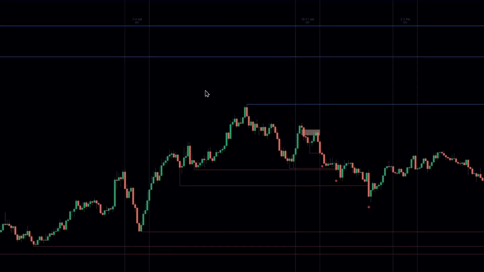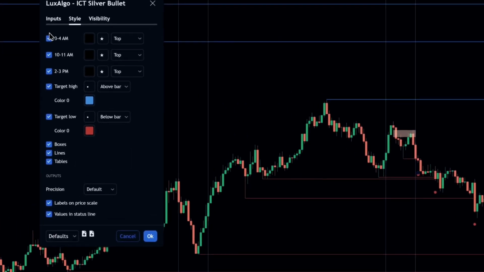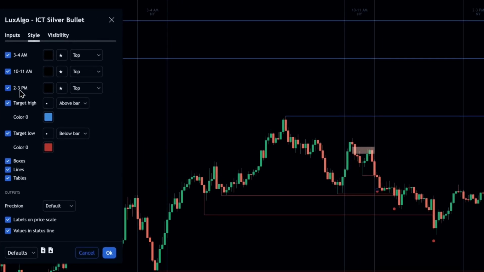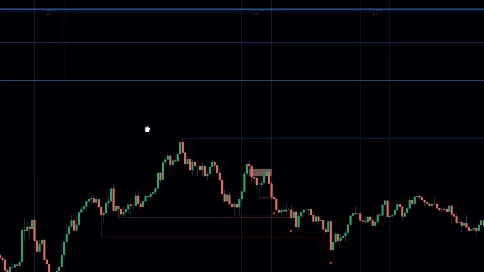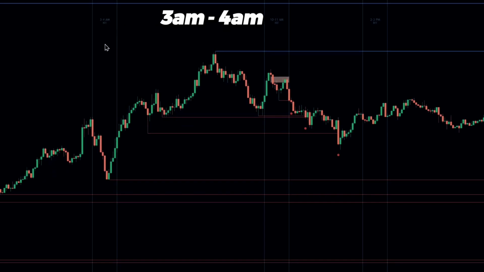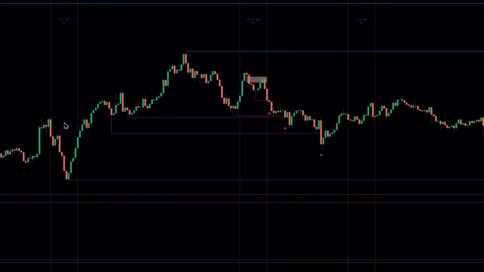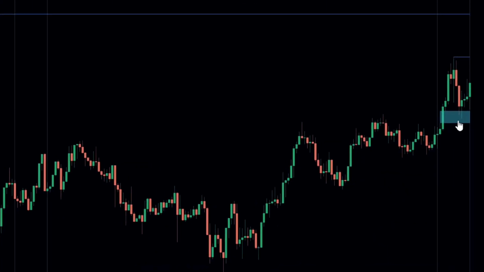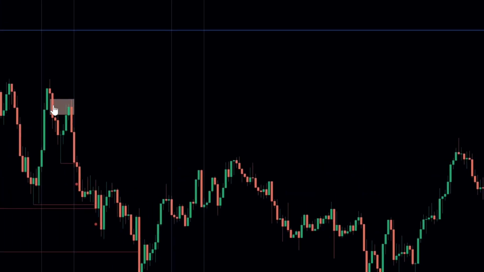The first window runs from 3 to 4 a.m., the second from 10 to 11 a.m., and the third from 2 to 3 p.m. These times are based on New York local time, so 3 to 4 a.m. corresponds to the first hour of the London session. 10 to 11 a.m. falls during the New York session, and 2 to 3 p.m. is also part of the New York session. Lastly, you'll see bullish and bearish fair value gaps, which are represented by light blue and light red rectangles, respectively.